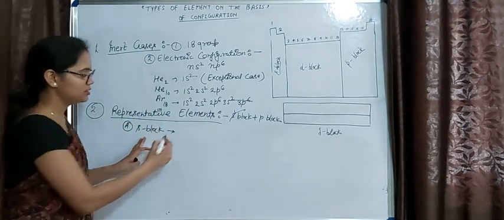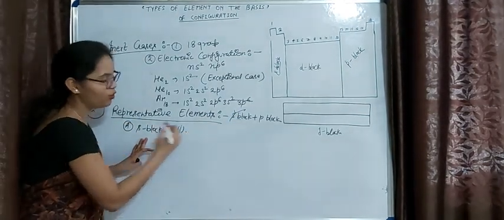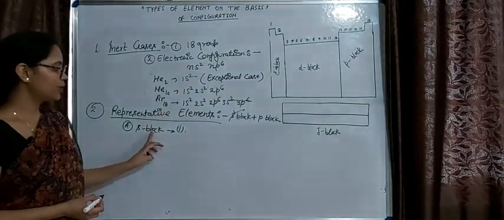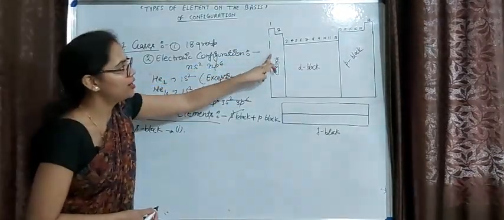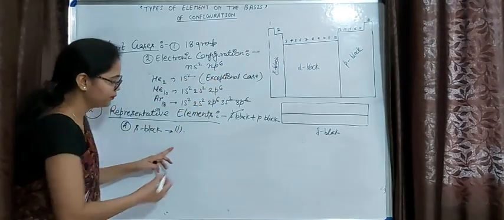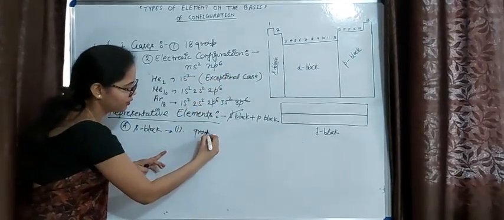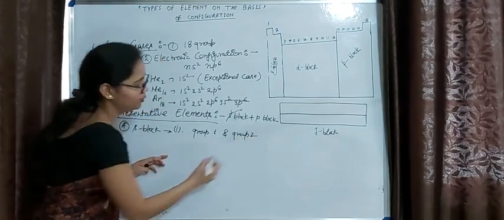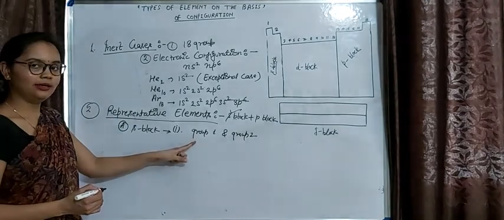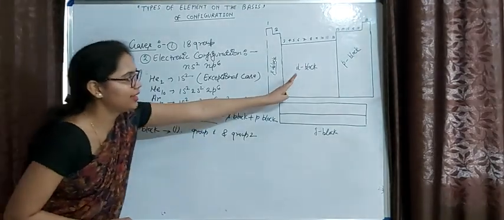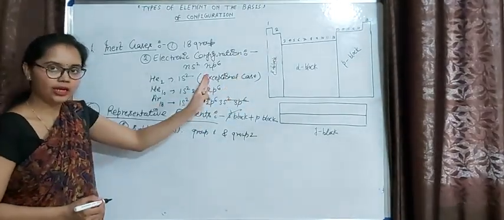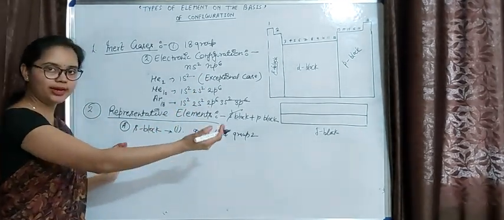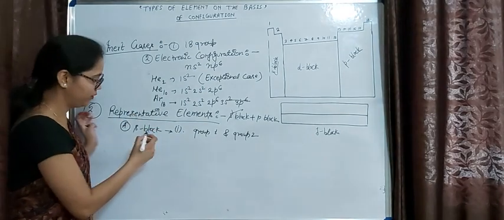First of all, about position. As you can see in the periodic table, S block elements belong to the first and second group. So group 1 and group 2, and these two groups are situated at the extreme left in the periodic table.